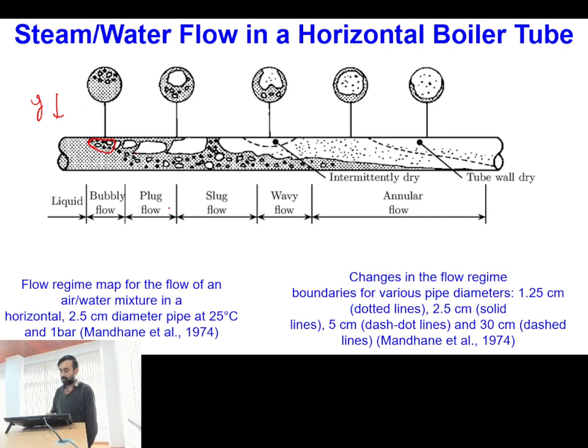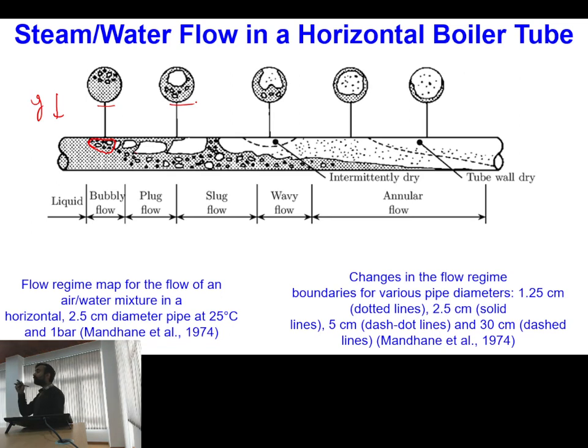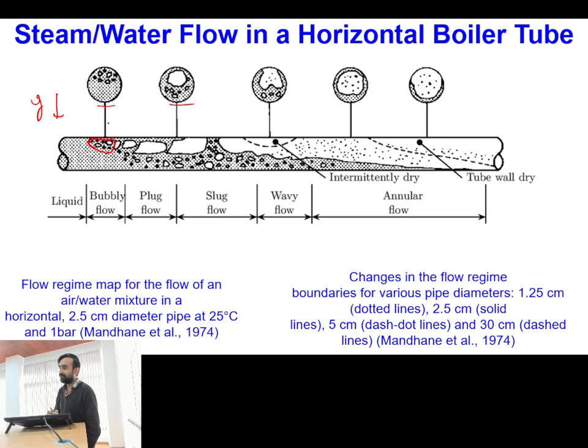So this is called plug flow, and when these plugs grow in size, we call it slug flow, and corresponding to this the cross section is also given. In the case of a vertical tube, the cross section will always be symmetric. But here, because of the phase stratification, you will find an asymmetry at the cross section. That is something which is shown in this particular picture.